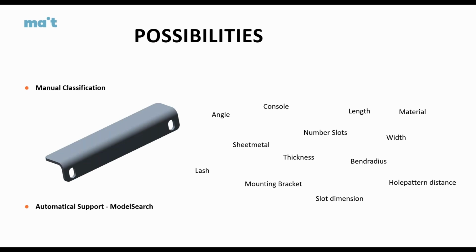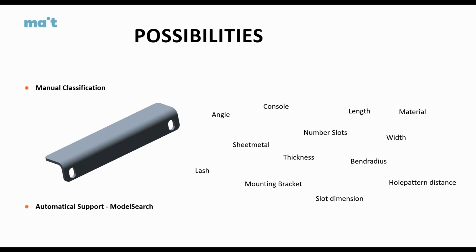Well, basically, there are two possibilities. The first one is a manual classification system, which means you have to add all different types of attributes to the model yourself. On the screen, you have a bracket, a mounting bracket maybe, and on the right side, you can see some attributes which I figured out in less than a minute. Maybe you call it lash, I call it angle, the third one calls it sheet metal, the fourth one mounting bracket.